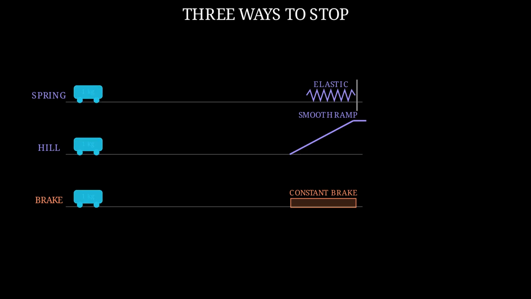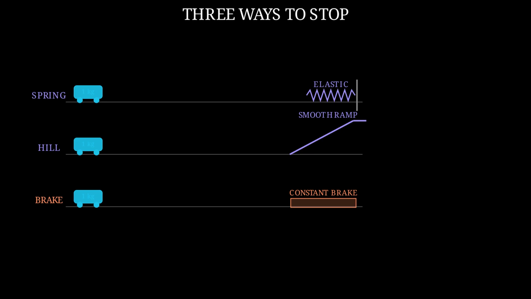A simulator can make a cart stop in many ways, but zero speed does not tell us what happened. These 3 lanes begin with identical 1 kilogram carts moving at 2 meters per second. The first cart meets a spring. The second climbs a smooth hill. The third enters a braking pad.